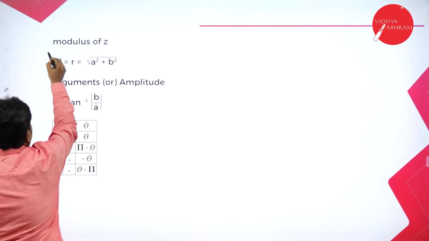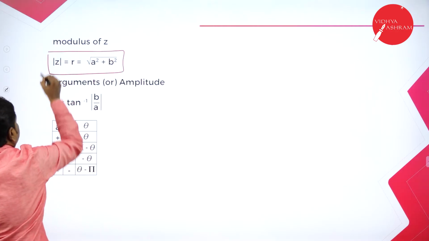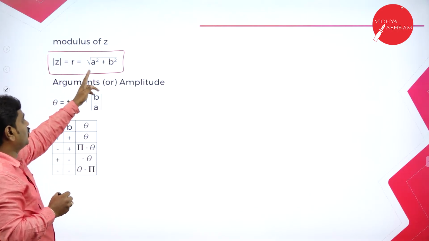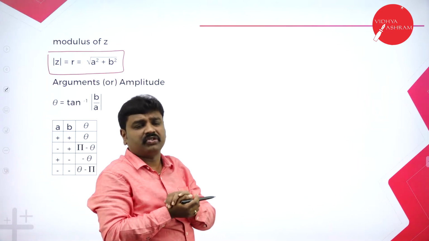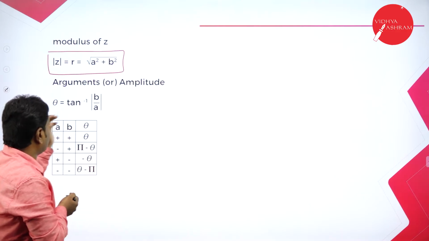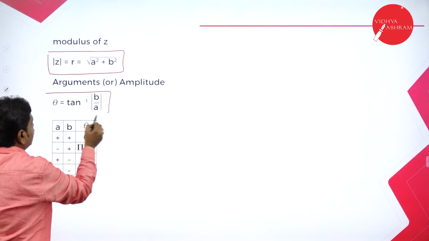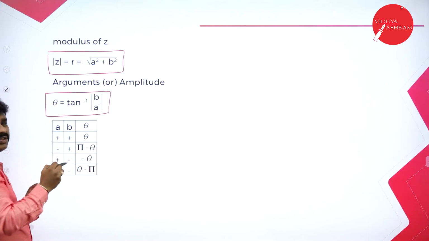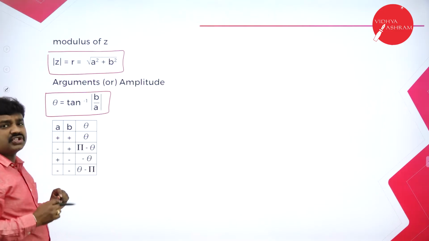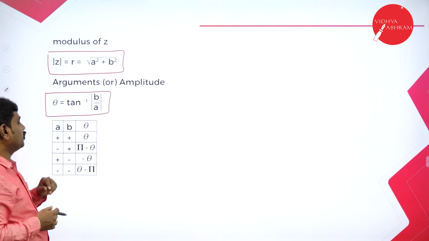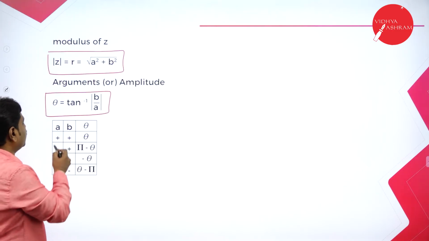Now how to find the modulus of a complex number? Modulus of a complex number is mod z, or we say r. R is root of A square plus B square. How to find argument or amplitude? Theta is equal to tan inverse modulus of B by A. Modulus means if it is negative, make it positive. And the theta value depends on which quadrant it belongs to, or depends on cos and sin. Simply, I can give a table.